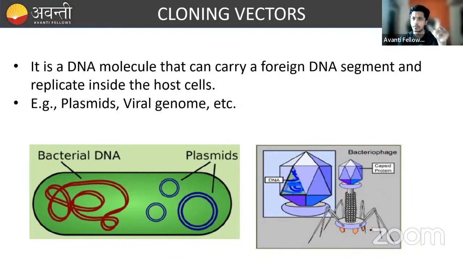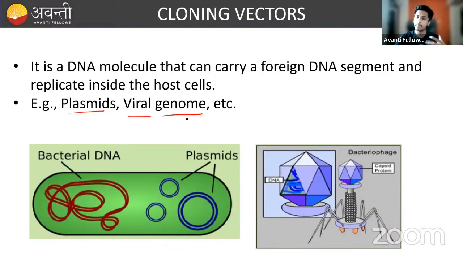The second tool of genetic engineering is called the cloning vector. Now, what are these cloning vectors? As I said, cloning vectors are the vehicles that carry our recombinant DNA or foreign DNA into the host cell. Once they do that, one part of our genetic engineering is complete. Examples of these cloning vectors are plasmid DNA, as we discussed, and also viral DNA.